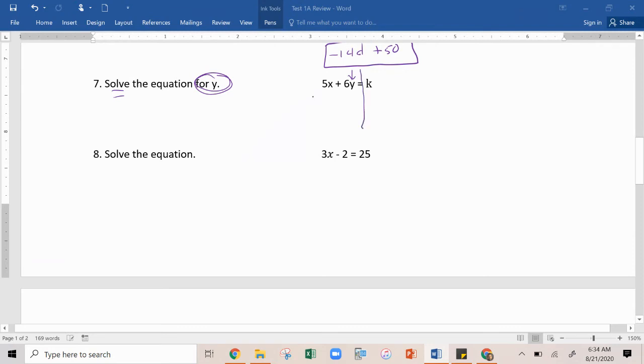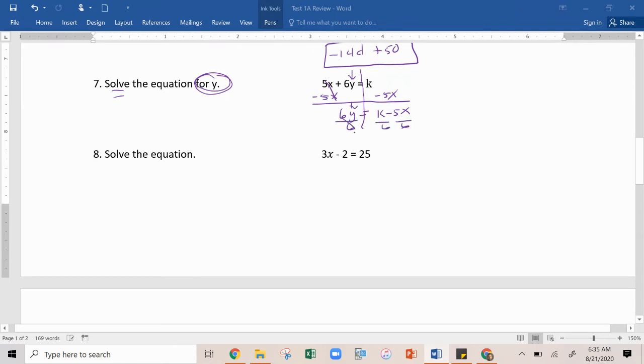And now we're going to get rid of the 5x first. So I'm going to subtract 5x. Now bring down your 6y. And k and 5x, I can't put those together. Those are not like terms. So I just write it down. k minus 5x. And then y is still not by itself. Remember, we're trying to get it by itself. So this is multiply. The opposite would be to divide.